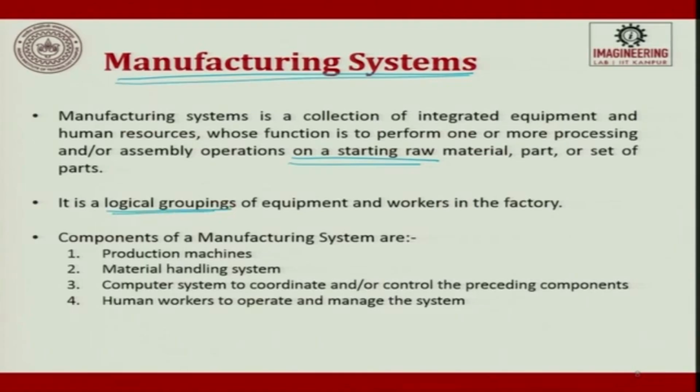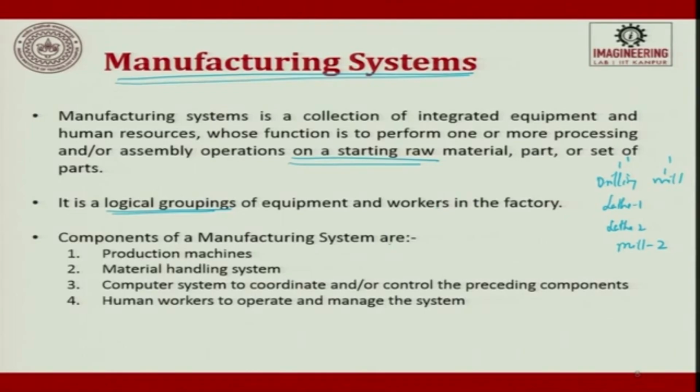What is logical grouping? For example, you have drilling machine, you have milling machine, you have lathe machine, then you have another lathe machine: lathe 1, lathe 2, drilling machine 1, milling machine 1, milling machine 2. Now, what we do is we logically group these such that you try to bring in productivity in the company. What is productivity? With minimum resources, maximum output is productivity. So, it is a logical grouping of equipments and workers in a factory.